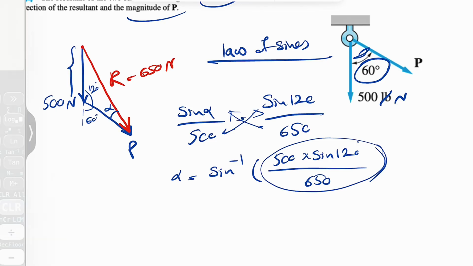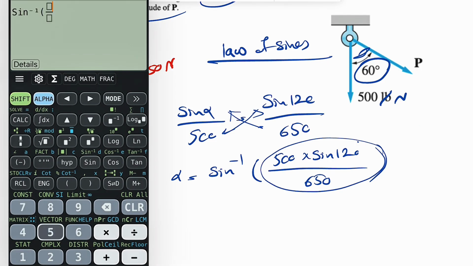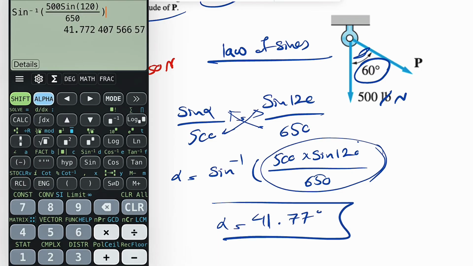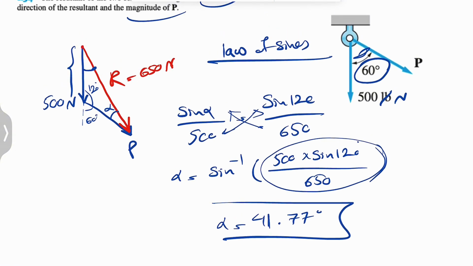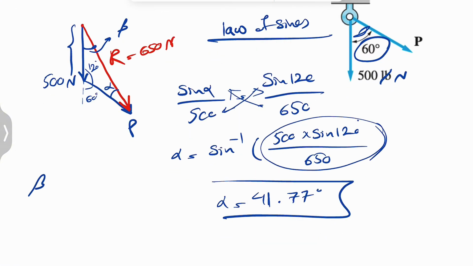All right, so let's just calculate this. Sine inverse of 500 sine of 120 divided by 650. That's going to give us the angle alpha, 41.77 degrees. And now that we have that angle, finding the other angle in the triangle is pretty easy. If you just call this beta, our beta would be 180 minus 120 plus 41.77.